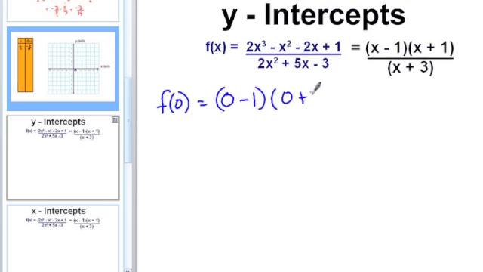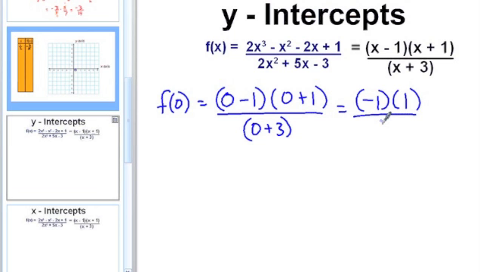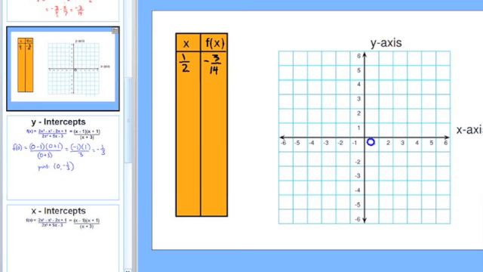We need to know the y-intercept. That's not too bad. Just plug in 0 for x. And what you end up finding is the y-coordinate is -1/3. So we have our y-intercept. We can put that on the graph too. You can see slowly but surely we're starting to build this up, and we're starting to get more points on the graph.